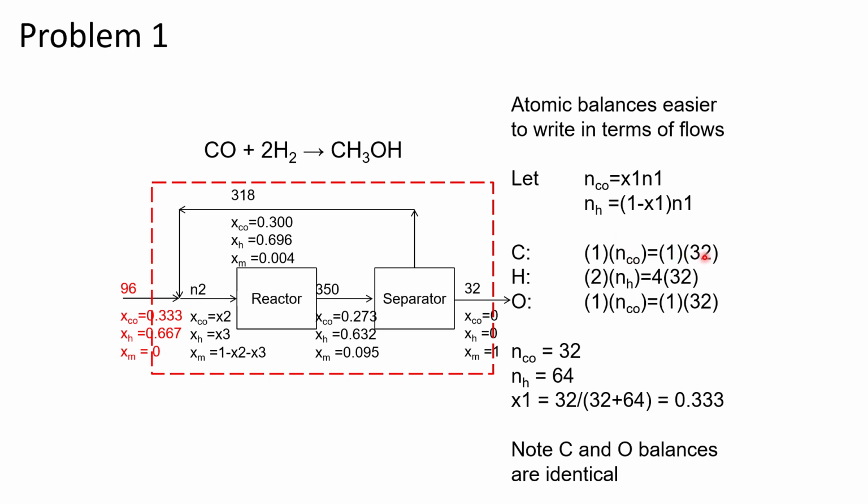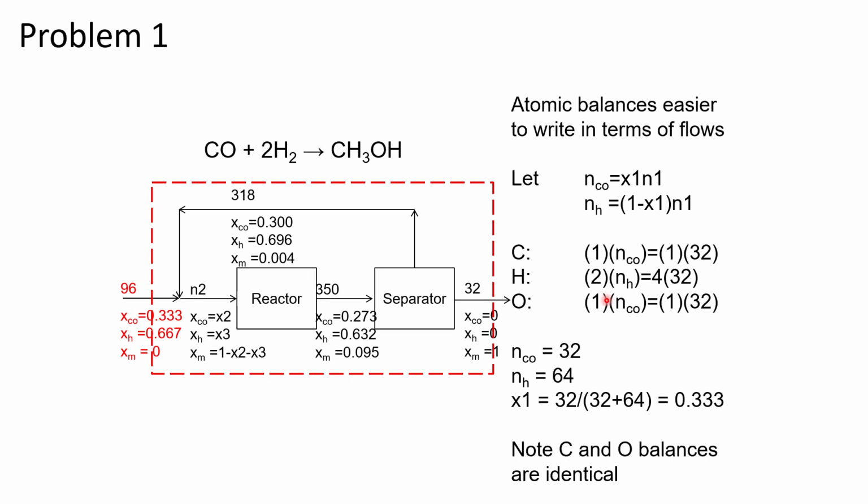That's going to be equal to moles of carbon that exit. We know that there's 32 moles that exit of the stream in total. The flow rate of methanol is 1 times 32, so that's 32 is the flow rate of methanol, and there's 1 carbon per molecule of methanol. So that's carbon in equals carbon out. NCO is just 32, shown here.